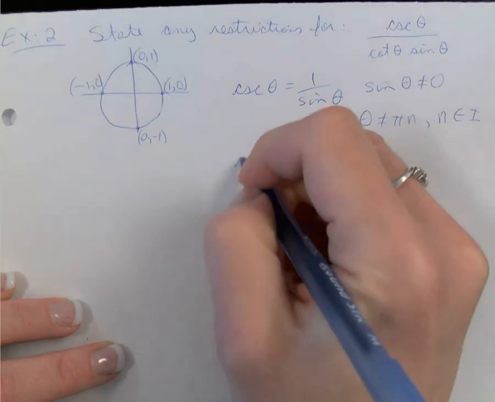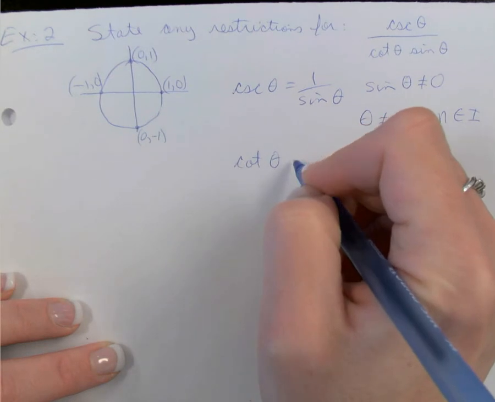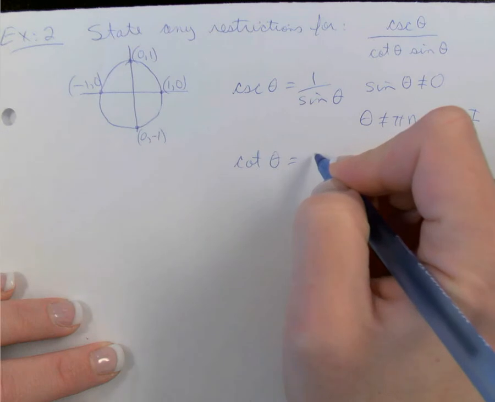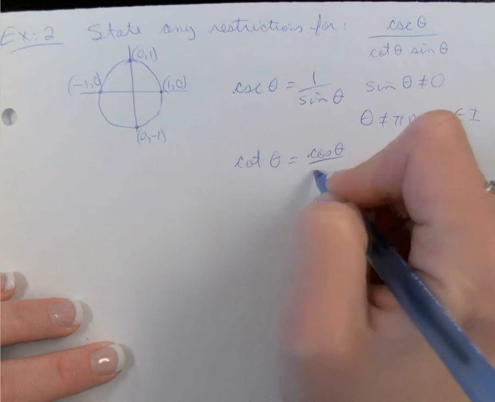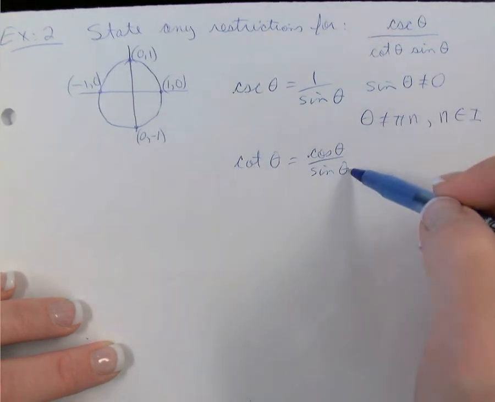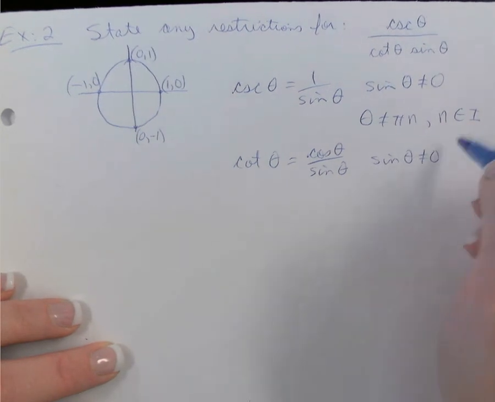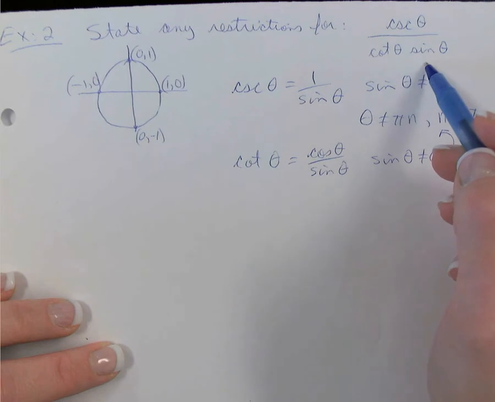Let's look at cotan theta individually. Cotan theta is equal to 1 over tan theta, but for our purposes it'll be easier to think of cosine theta over sine theta. And when we consider that, we have sine theta cannot equal 0, because that is in the denominator, and we have the same situation there. So the restrictions so far are the same. Sine theta individually does not have any restrictions.